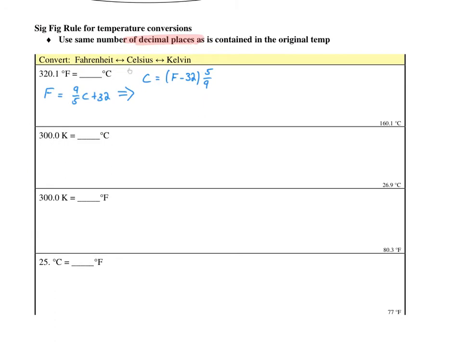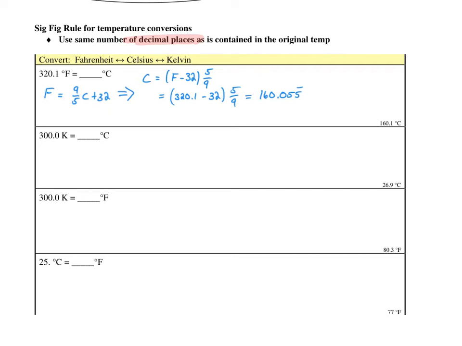All right, we recall the equation between Fahrenheit and Celsius, and solving for C, we get the following. So now we just input our values from the question. We've input the values from the question and arrived at a calculator answer. It's important to remember that this is inside parentheses, which means we need to subtract 32 from 320.1 prior to multiplying by 5 and then dividing by 9.